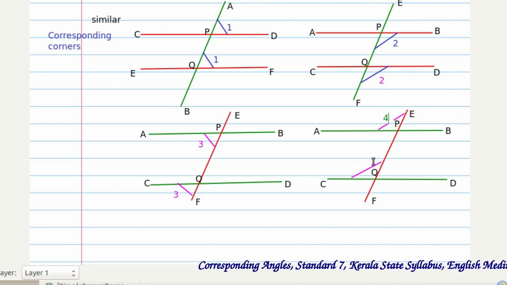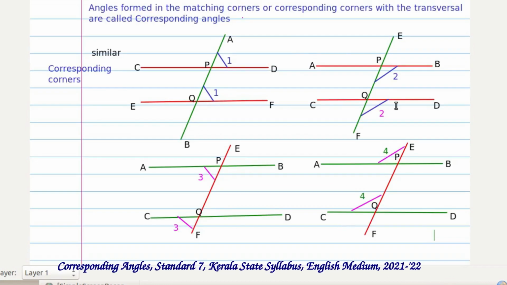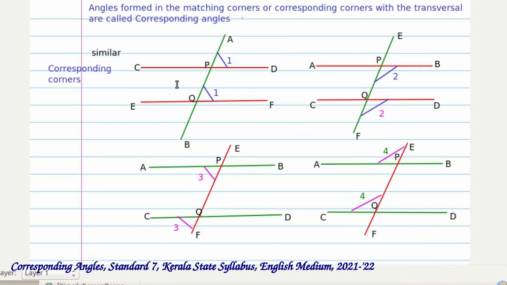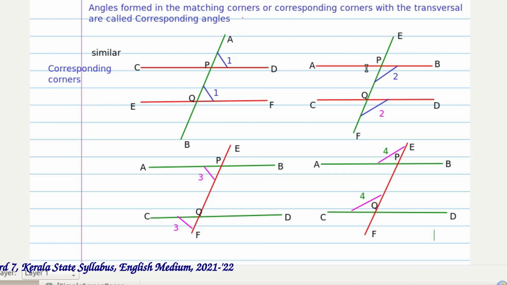This also number 4. So here we studied 4 pairs of corresponding angles. This one is corresponding angles number 1, here it is corresponding angles number 2, here it is corresponding angles number 3, and this one is corresponding angles number 4.